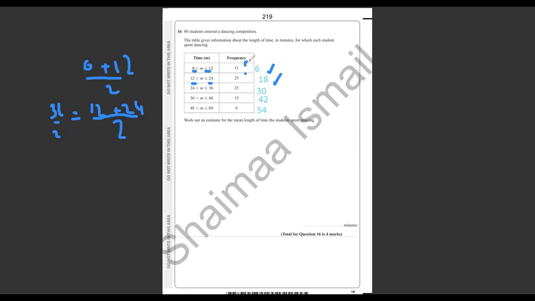Okay, so what we do now is multiply the 11 by the 6, so we say 11 multiplied by 6 plus 25 multiplied by 18, then plus the 30 multiplied by the 23 plus the 15 multiplied by 42 plus the 6 multiplied by 54.